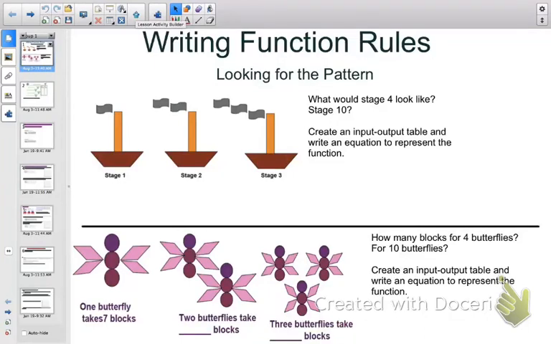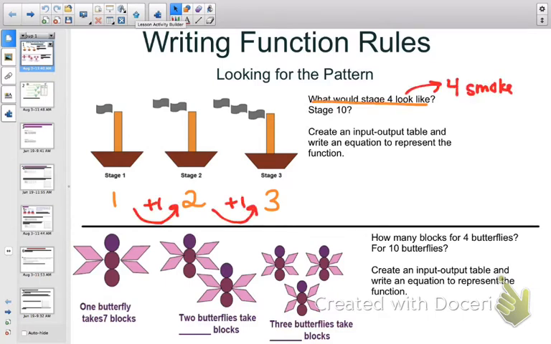This is going to be the first video out of 2 for topic 3, writing function rules. So if we look at this nice drawing of boats with the smoke coming out of the pillar, stage 1 has 1, stage 2 has 2, stage 3 has 3. So if we want to know what stage 4 looks like, it looks like it's increasing by 1 every single time. So stage 4 is going to have 4. So stage 10, now if we look, stage 1 has 1, stage 2 has 2, so we can say stage 10 is going to have 10.